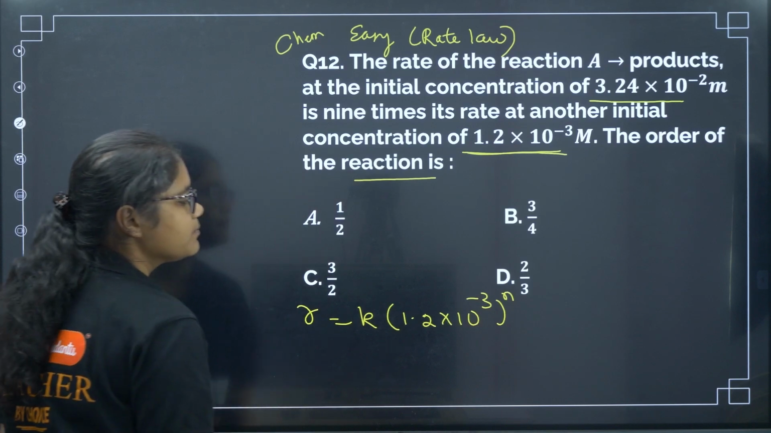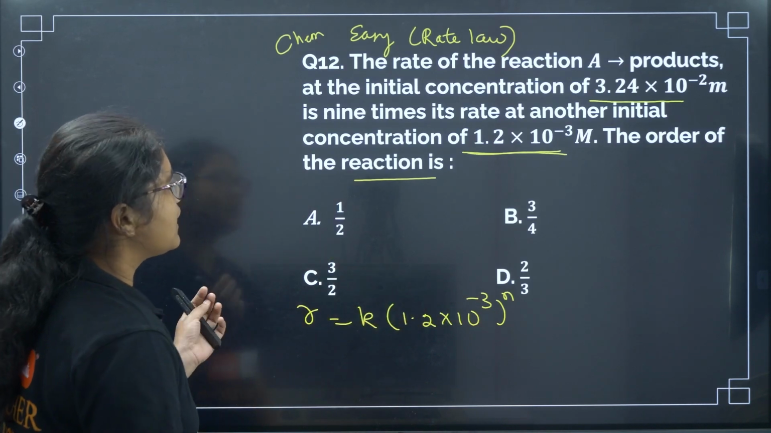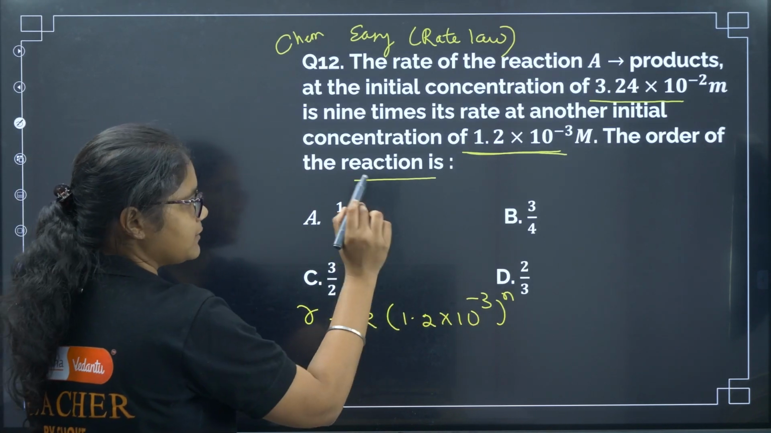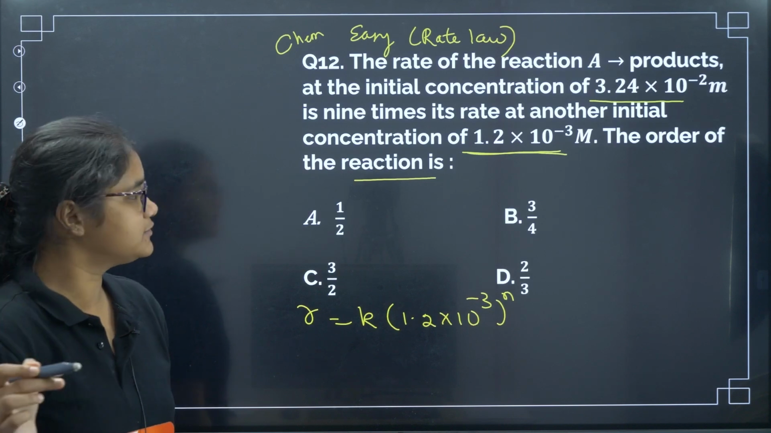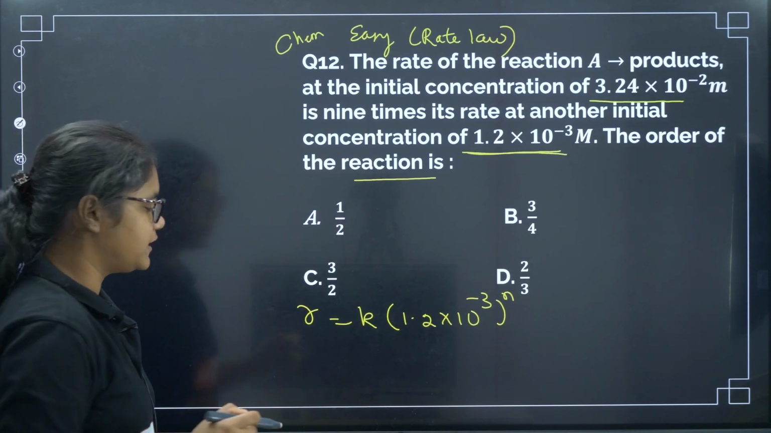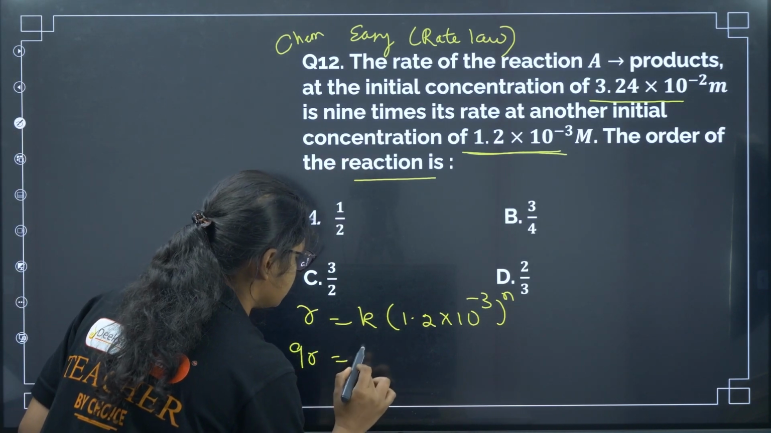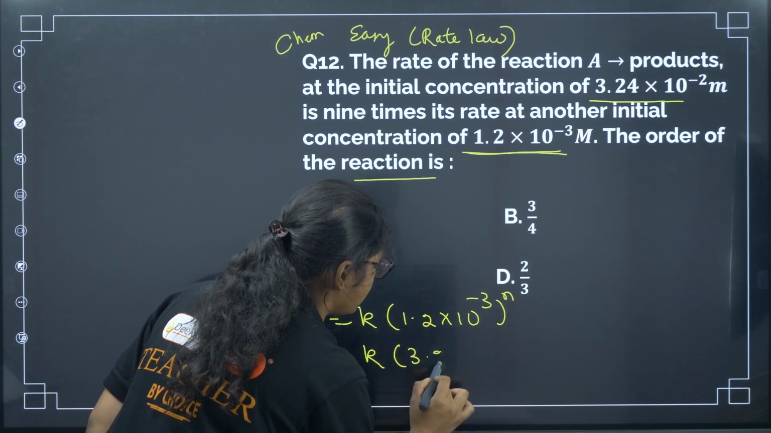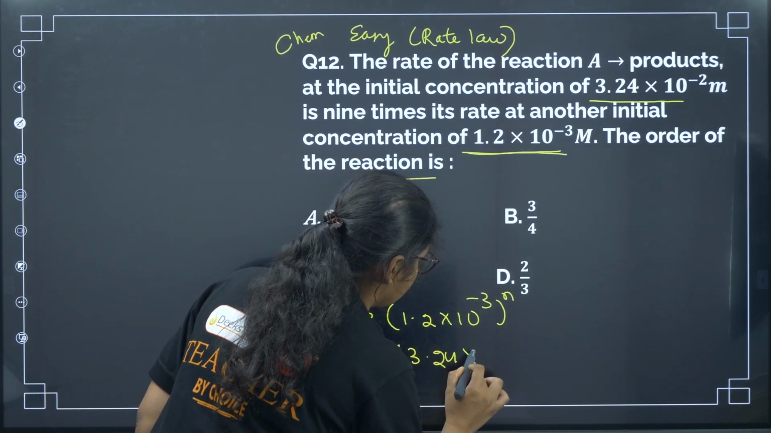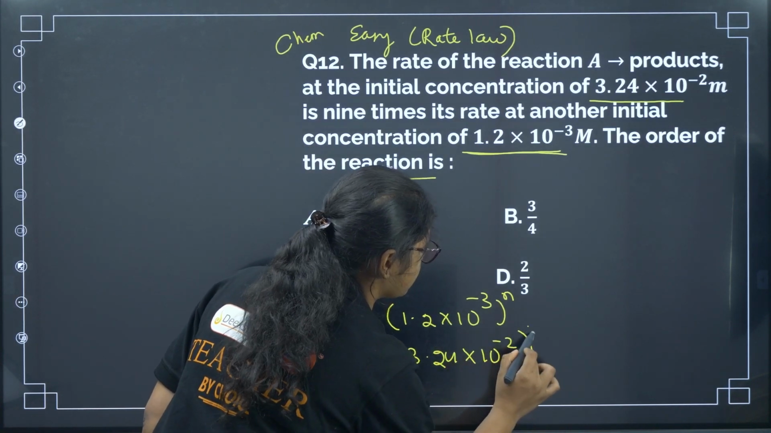Let the value be n. Now the order be n. Now what has happened, if the initial concentration is 3.24 × 10^-2, the rate becomes 9 times, right? So the other equation I'll get is 9R = k × (3.24 × 10^-2)^n.